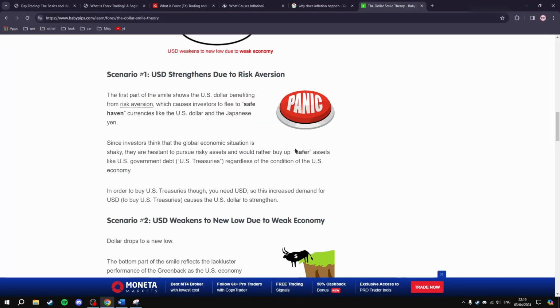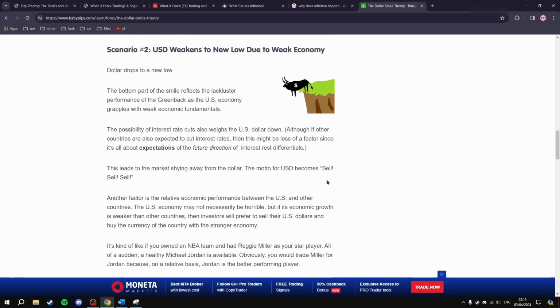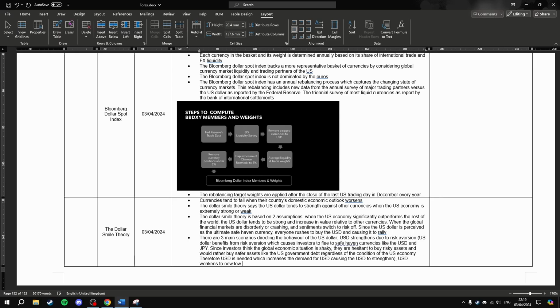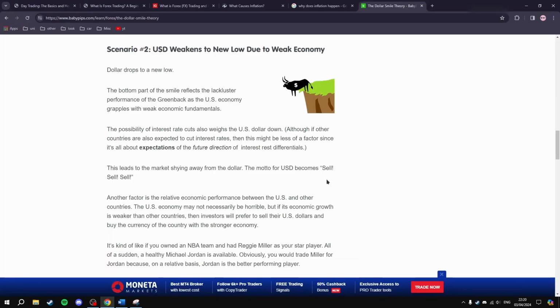Scenario number 2. USD weakens to new low due to weak economy. Dollar drops to a new low.